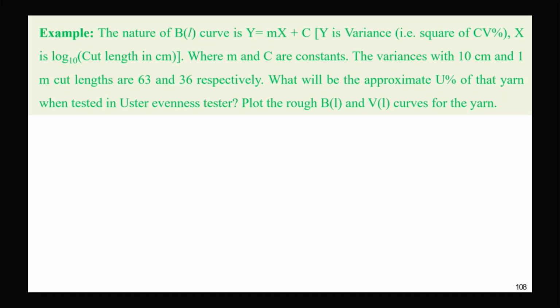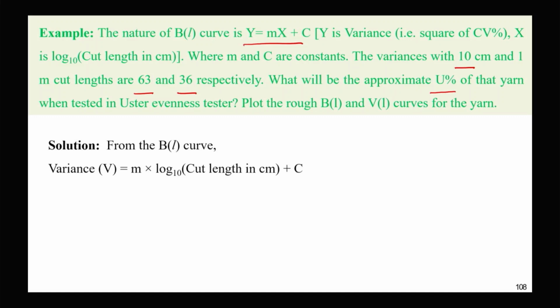The nature of the BL curve, again similar BL curve, where M and C are constant, the variance with 10 centimeter and 1 meter cut length are 63 and 37 respectively. What will be the approximate U percent? So the same problem we have done. So let us do it quickly.